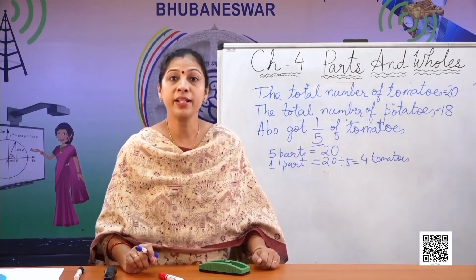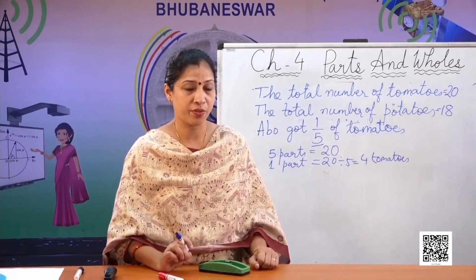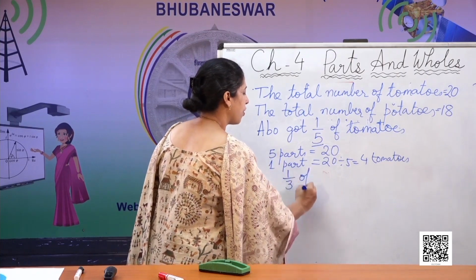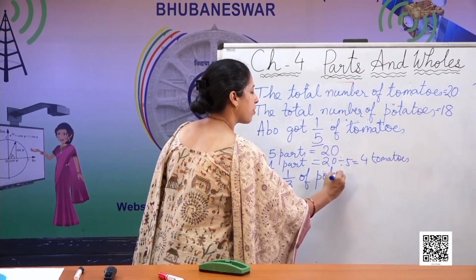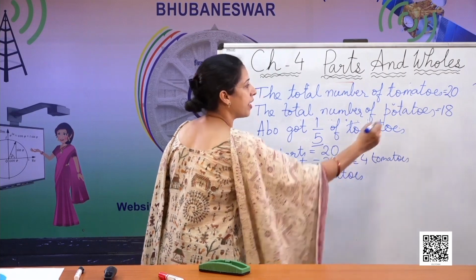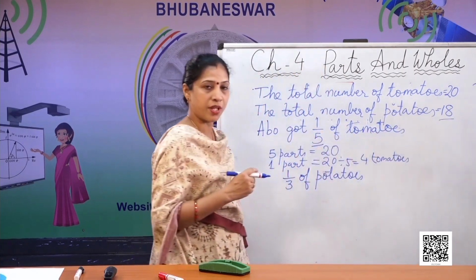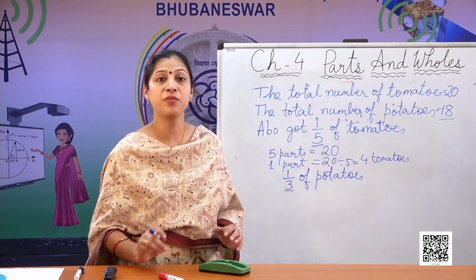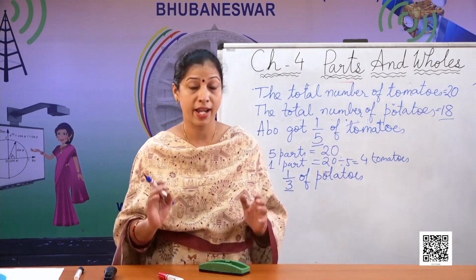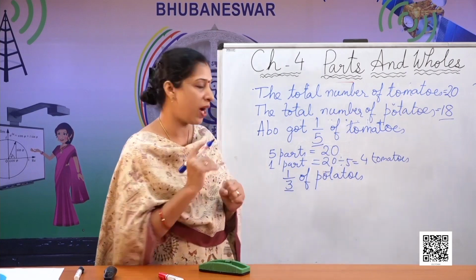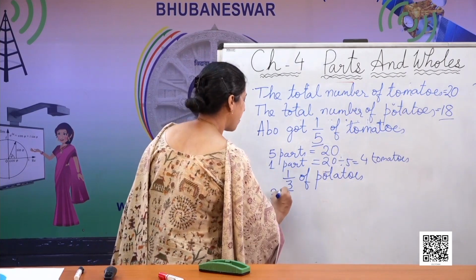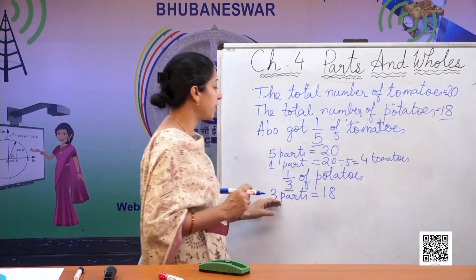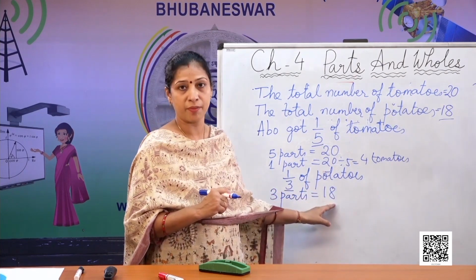Now let's see how many potatoes Abu is going to get. Abu is going to get 1/3 of the potatoes. So let's find out 1/3 of potatoes. So how many total number of potatoes are there? There are 18 potatoes. That means the total parts are 3 parts. So we have to find out if 3 parts are 18, what is the value of 1 part? So 3 parts is equal to 18 because we are calculating the total number of potatoes.